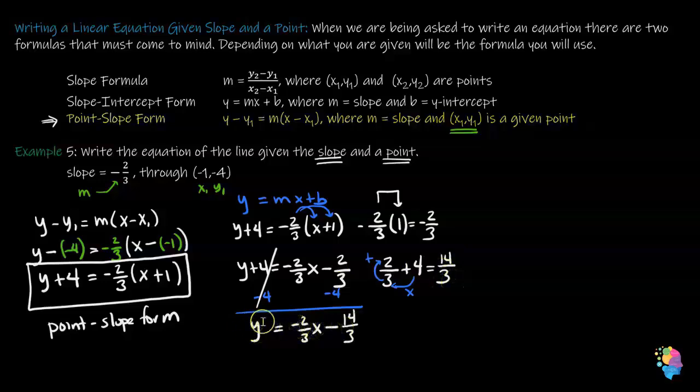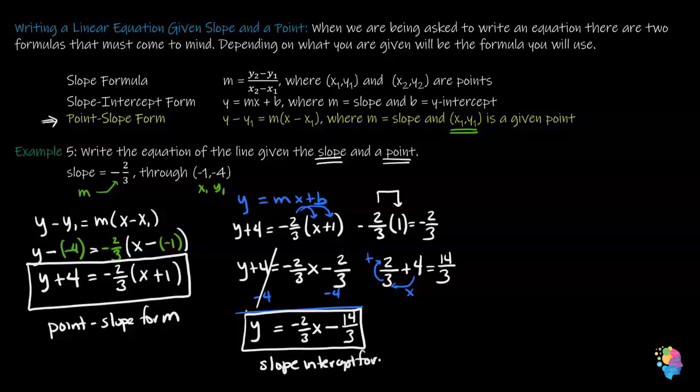Then our result right here is going to be the equation of that same line, but this time in slope-intercept form. And you might be asking, are we done? If your question asks you to write the equation of the line in slope-intercept form, then yes, you are done. However, if they ask you to write it in standard form, then there are a few more steps that we have to complete.